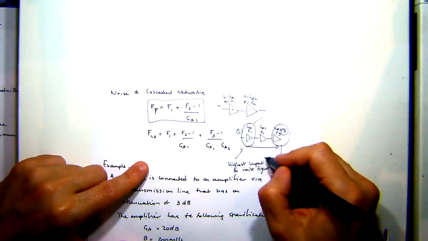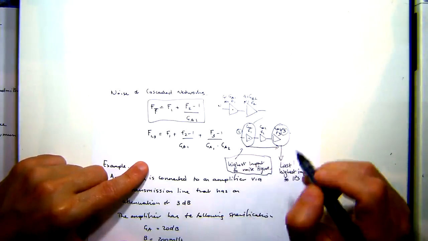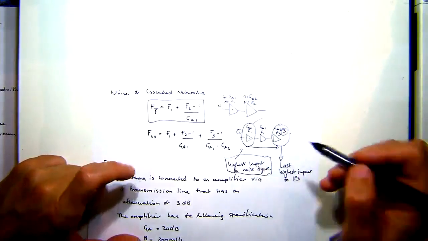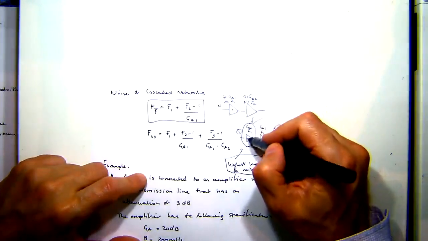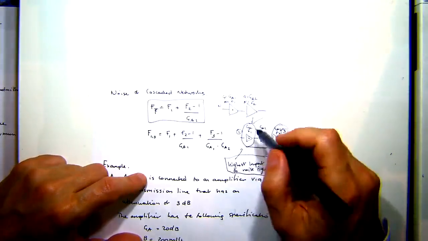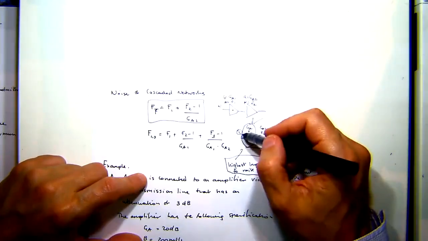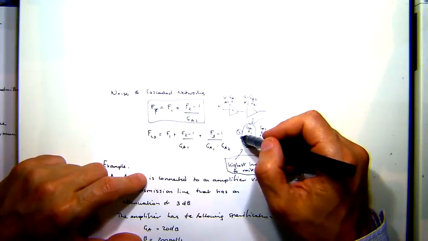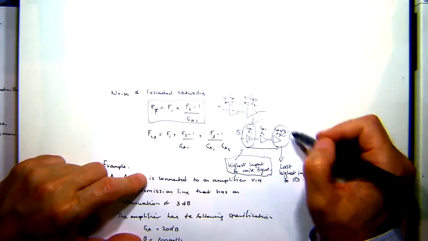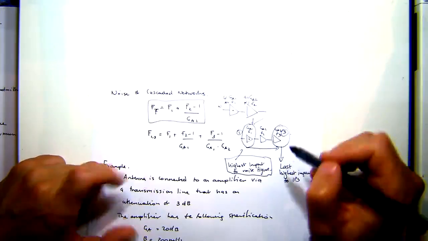Now, the reason why I'm drawing this out is because there's always a definition, which one's the first, which one's the last. The one closest to the input, if we define that to be the first, then that has the highest contribution to your noise figure. And if we define this as being the last, this one has the highest contribution to your IP3.